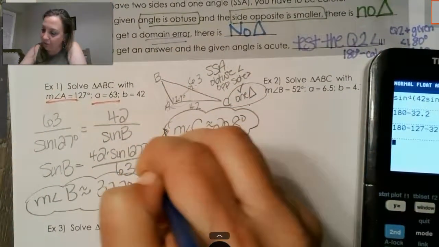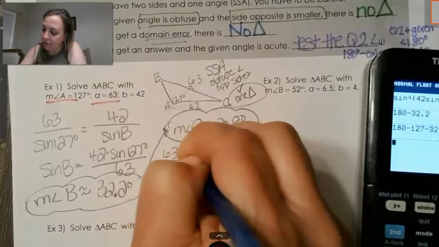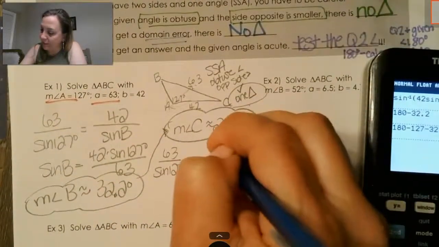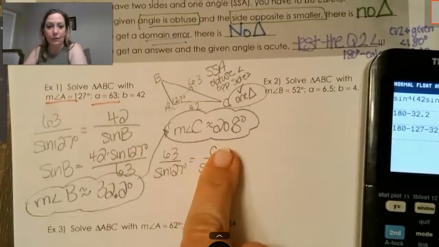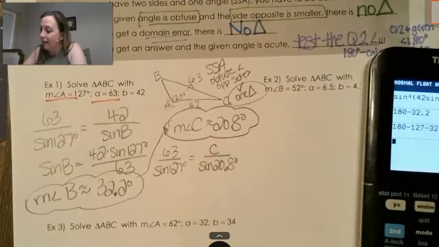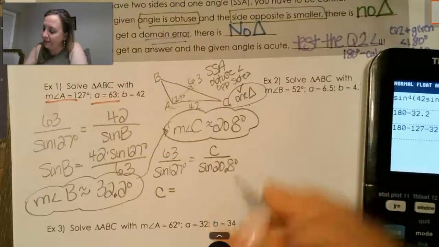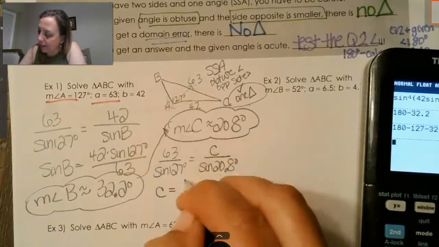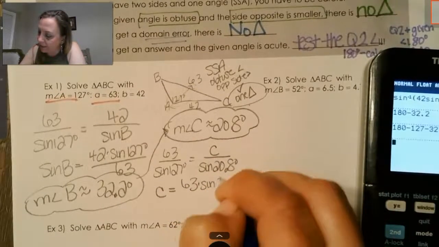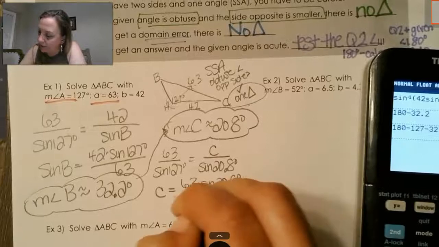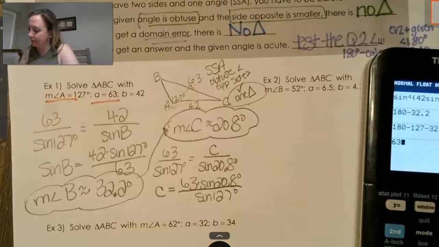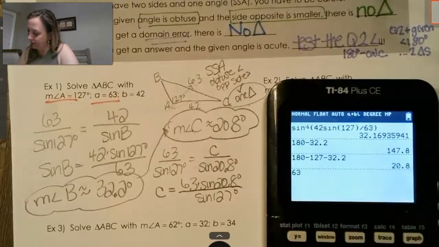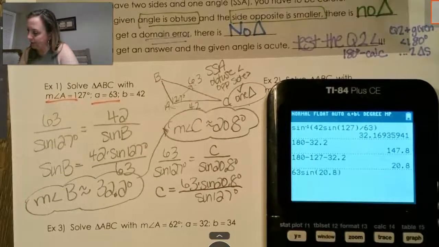So I'll take 63 over the sine of 127 degrees. And then I'm going to find side C over the sine of 20.8 degrees, which is what we just found here. And so if I find C, when I think about cross multiplying, that would be 63 times the sine of 20.8 degrees all over the sine of 127 degrees. So I can put that in. So 63 times the sine of 20.8 over the sine of 127.